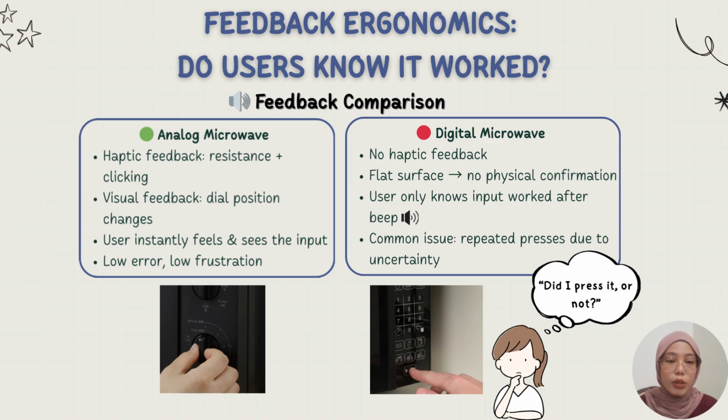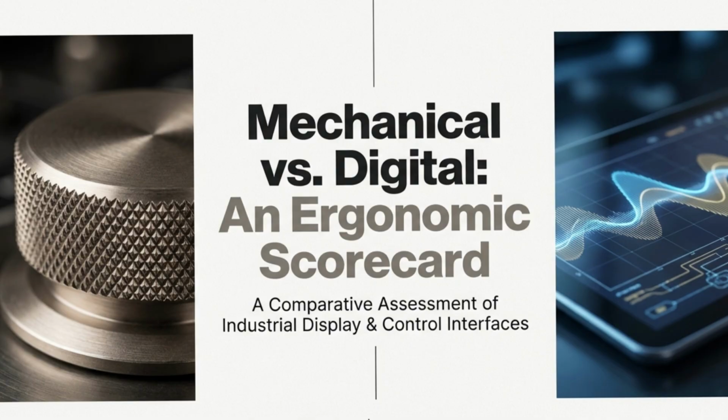Now on the right is the digital microwave. Here, the buttons are flat membrane controls with no haptic feedback at all. There is no physical confirmation when pressing a button, so users only know the input worked after hearing a beep. This often leads to a common problem, where users press the button multiple times because they are unsure. As a result, uncertainty increases error and frustration, especially for elderly or first-time users. So from a feedback ergonomic perspective, analog controls provide clearer and more reliable feedback.